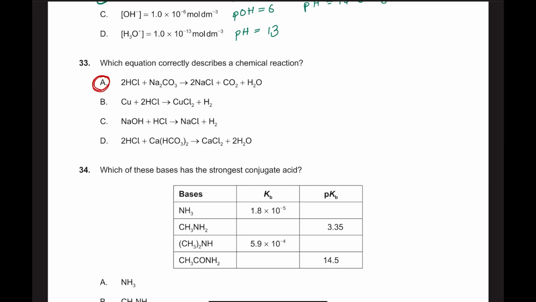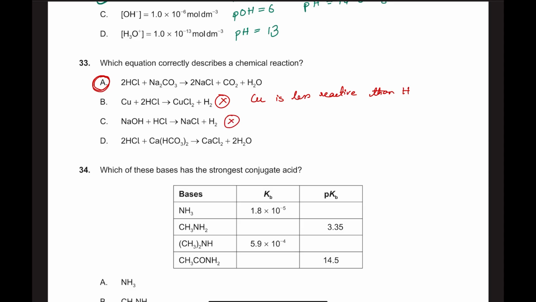Cu plus 2HCl gives you CuCl2 plus H2. For option B, the issue is this reaction does not occur because copper is less reactive than hydrogen. Copper cannot displace hydrogen from an acid. Yeah, so this does not occur. You can say Cu is less reactive than hydrogen. NaOH plus HCl gives you NaCl plus H2. Wrong, it should be NaCl plus H2O.